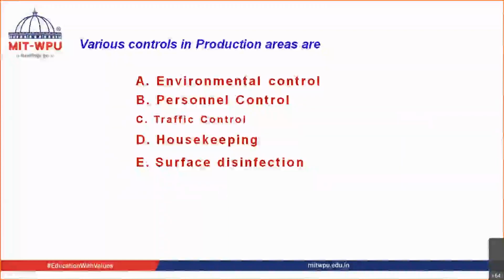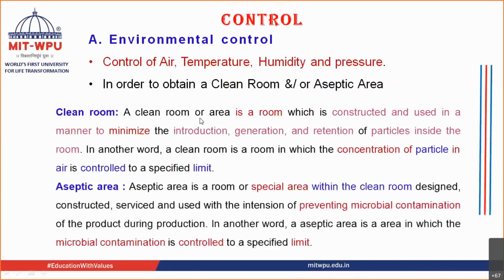Various controls in production area can be classified as environmental control, personal control, traffic control, housekeeping, and surface disinfectants. Now, we are going to see environmental control in great detail, and we are also going to talk about the remaining four in brief. So let us consider the first control, that is the environmental control.